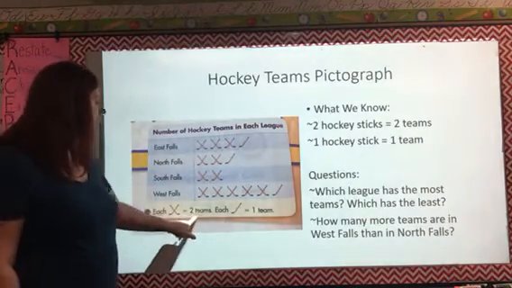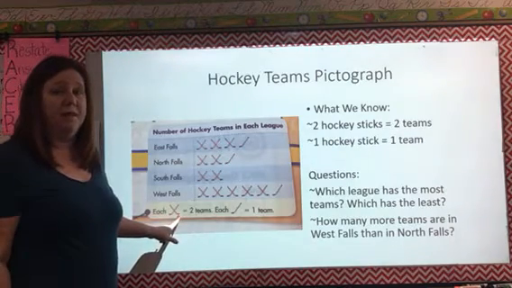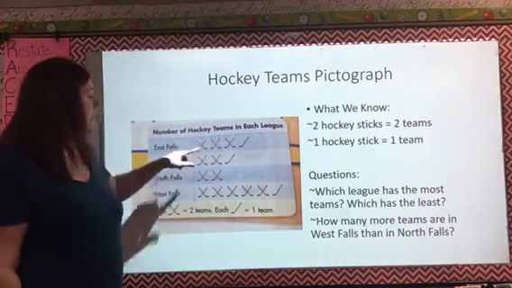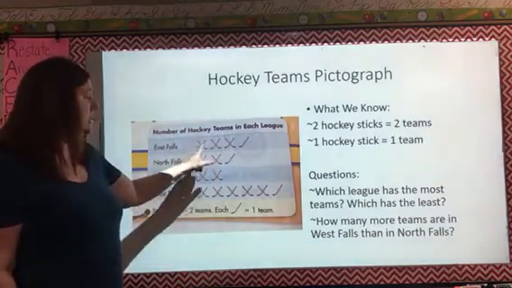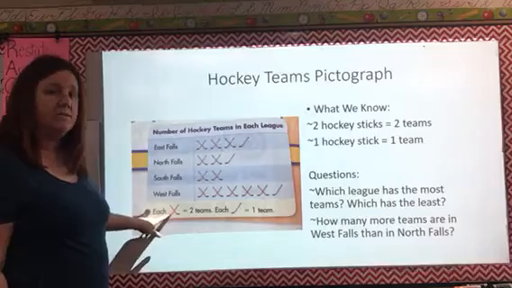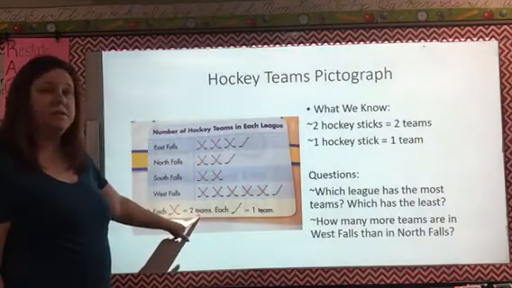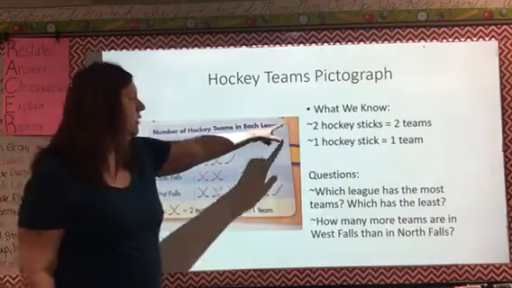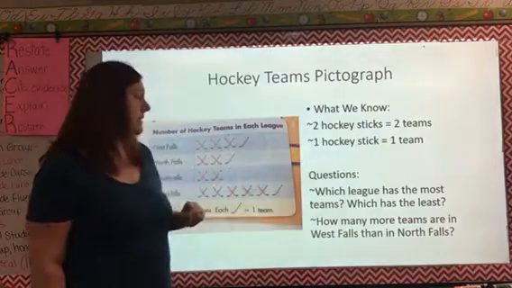Okay? This right here is really important. A lot of people forget to go to the bottom and read what each picture represents. It doesn't always count for 1. Each hockey stick doesn't necessarily count for 1. You have to look down here. So every time you see the cross, the hockey sticks crossing, that equals 2 teams. If you just see 1, it equals 1 team. And that's what we know. 2 hockey sticks is 2 teams. 1 hockey stick is 1 team.